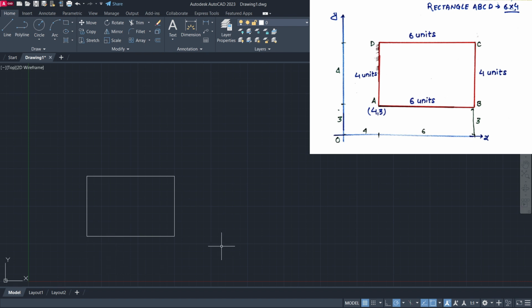Now we are out of the command, and the rectangle that we wanted to draw, we have drawn it by relative coordinate system. And now let's check its dimension. The dimension is 4 units. Again, the dimension is 6 units. So in this way you can draw this rectangle by both absolute coordinate system and the relative coordinate system.